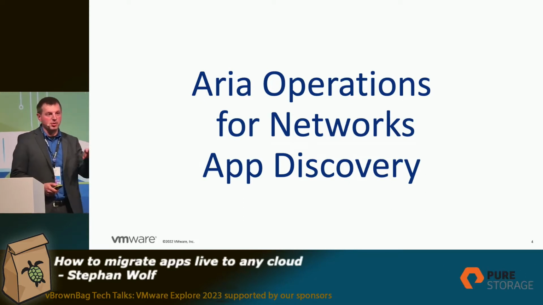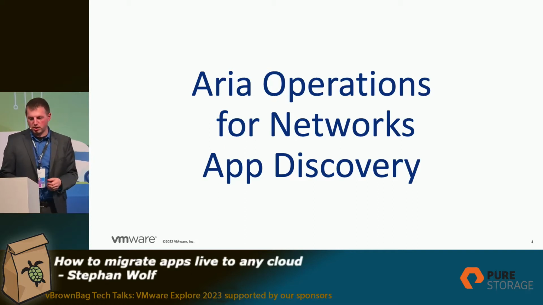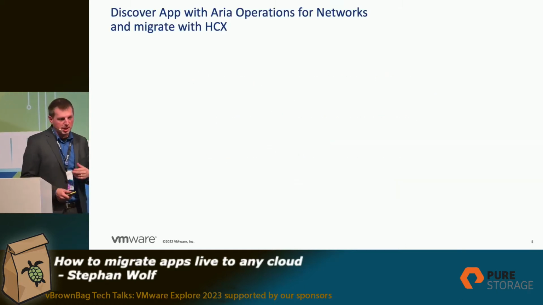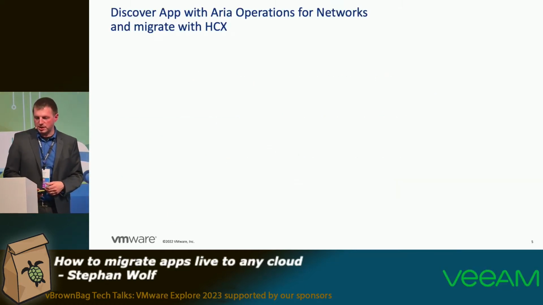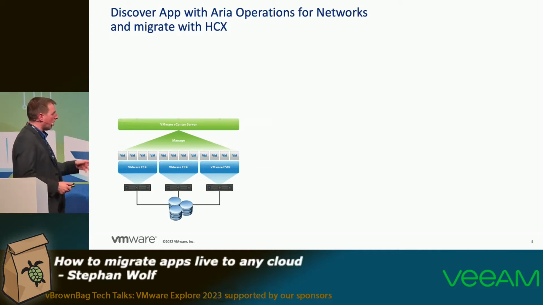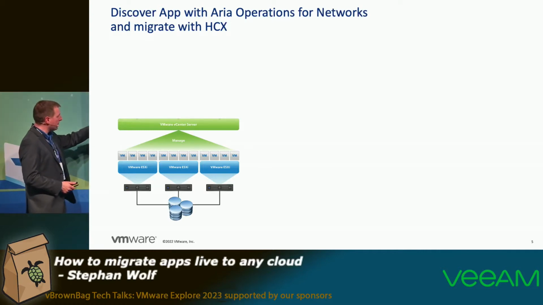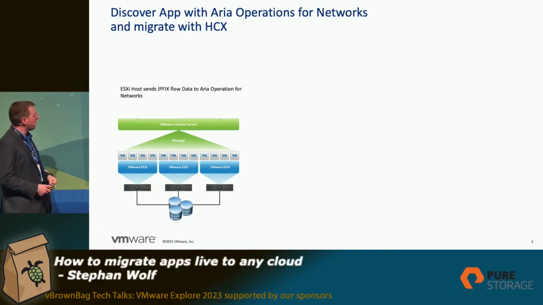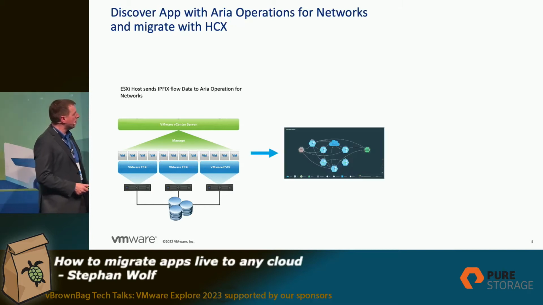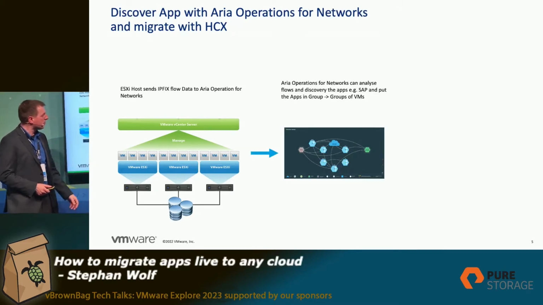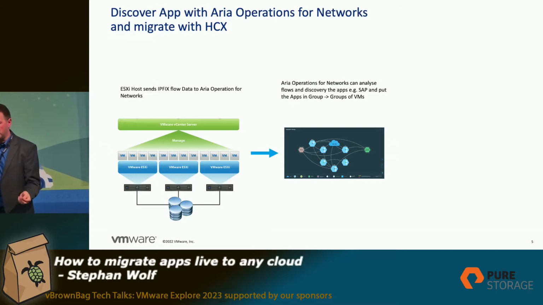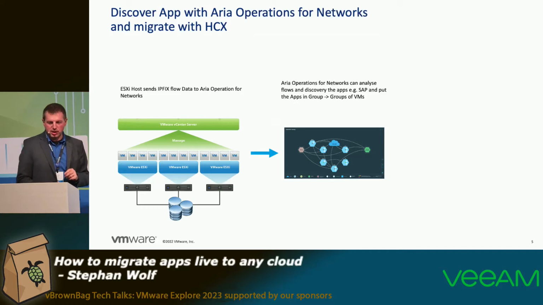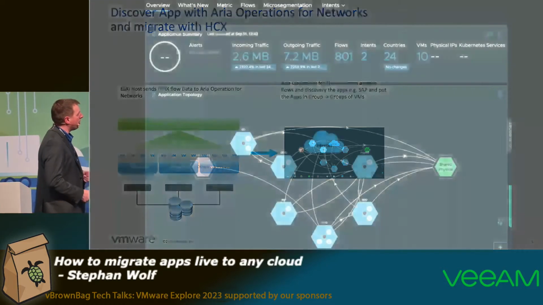So let's go a little bit deeper into the single components, and then we come to the solution of how we can orchestrate this whole bunch of tools. With Aria Operations for Networks, we can do app discovery. So what happens is, you have, for example, your data center, you have your ESXi servers. On your ESXi servers, you have your VMs running and your vCenter. What we do is, we configure the virtual distributed switch and send NetFlow data over to Aria Operations for Networks. This NetFlow data, IPFIX data, shows which VM communicates with other VMs over which TCP ports, etc. This data will be analyzed by Aria Operations for Networks.